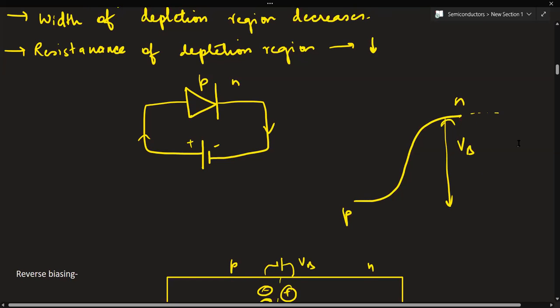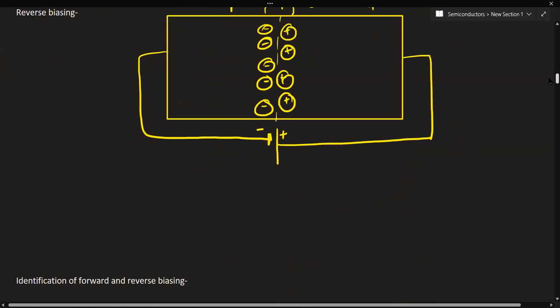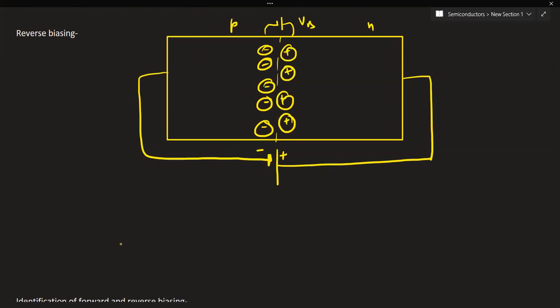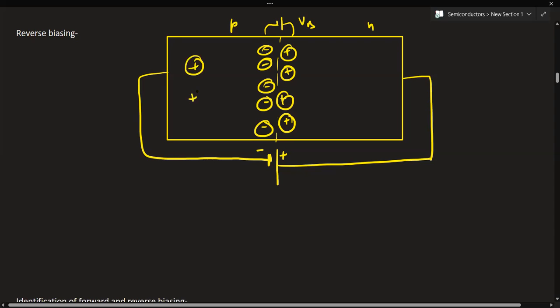Now see, just the reverse occurs in the case of reverse biasing. Firstly, the setup: the positive terminal of the battery is connected to the N type and the negative terminal is connected to the P type. So see, in this case, holes are the majority charge carriers in P, while electrons are the majority charge carriers in N.